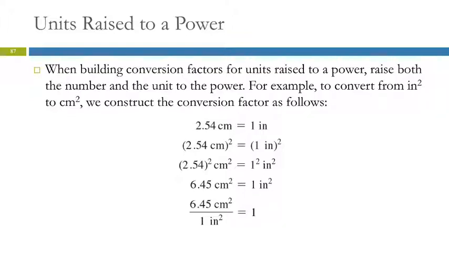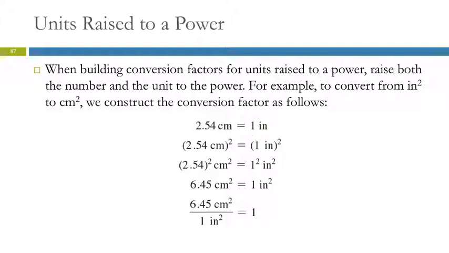Sometimes we have to convert units that are raised to a power, either squared or cubed. When we do this, what we should do is look at the conversion factor for the regular unit, and then if it's squared, square the conversion factor. If it's cubed, cube the conversion factor. So if we're trying to do square inches to square centimeters, we need a relationship between square inches and square centimeters. But we don't know what that is off the top of our heads. But we do know that 1 inch is 2.54 centimeters. So 2.54 centimeters equals 1 inch.